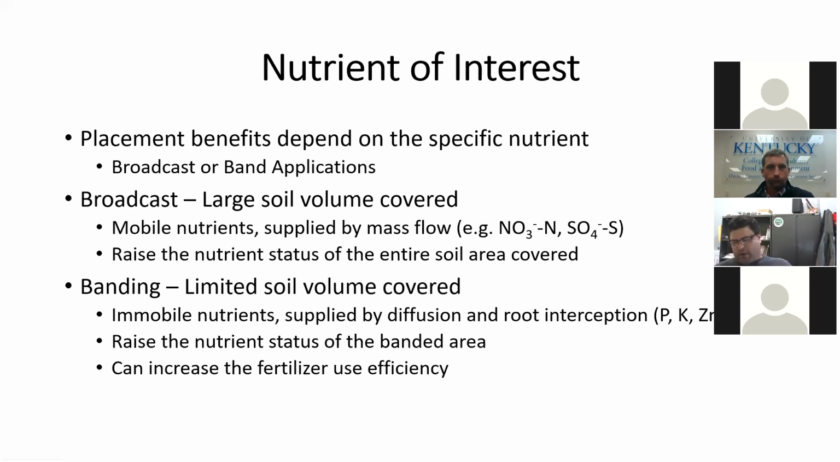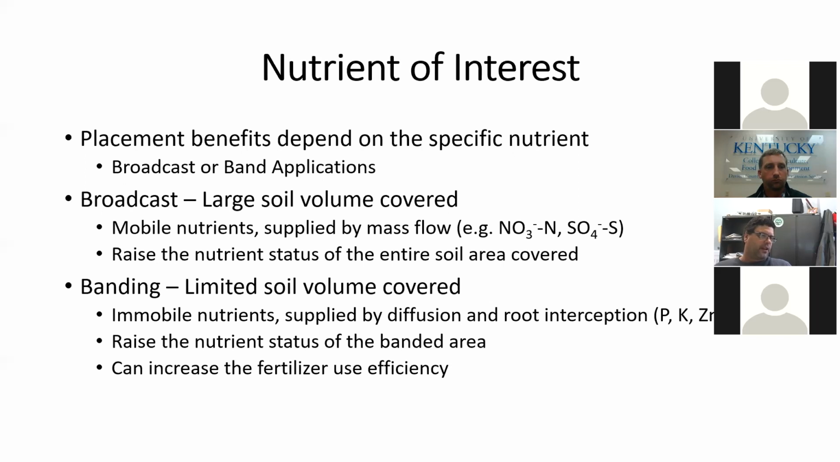Banding, now we're concentrating the nutrient application in a very limited amount of soil, and where that would most likely be beneficial is for immobile nutrients, and those are the ones that we're typically supplying by diffusion or root interception. Pretty much everything but nitrogen and sulfate come to mind, but the big ones, phosphorus, potassium, zinc, those are the ones that we're actually working against a concentration gradient to get into the plant.